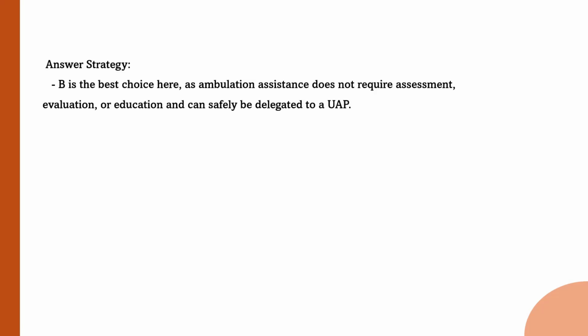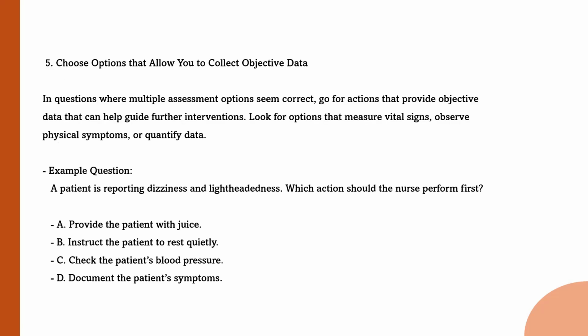Now you can see the answer is B. So now, number five, choose the option that allows you to collect objective data. Very important, right? Very important. So now, in questions where multiple assessment options seem correct, go for the action that provides objective data that can help guide further intervention. Look for options that measure vital signs, observe physical symptoms, or quantify data.